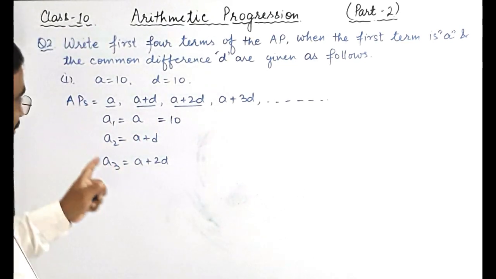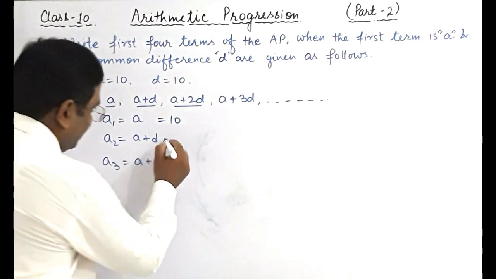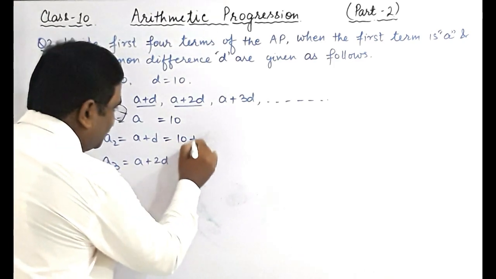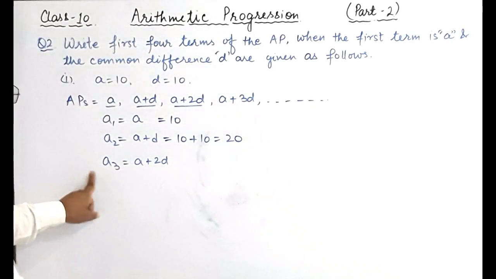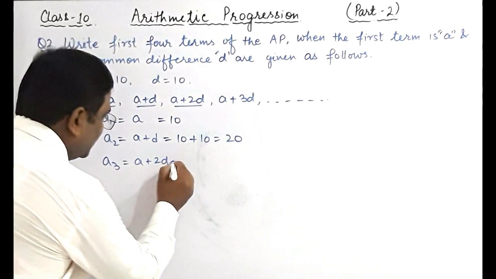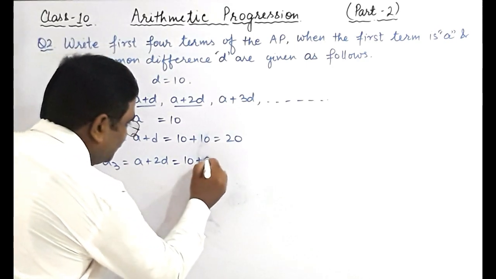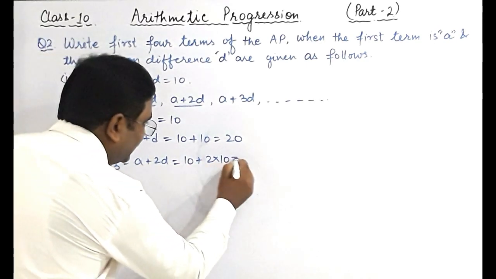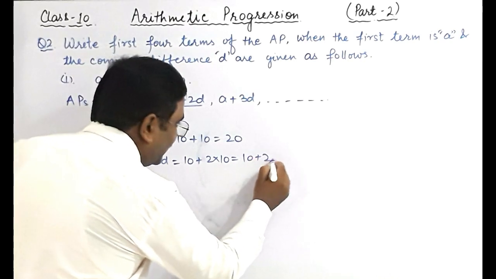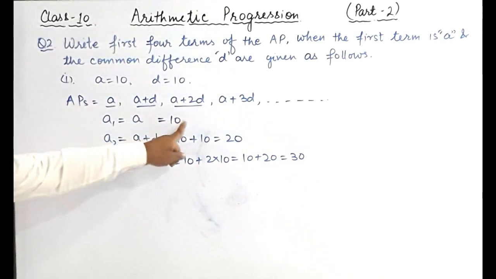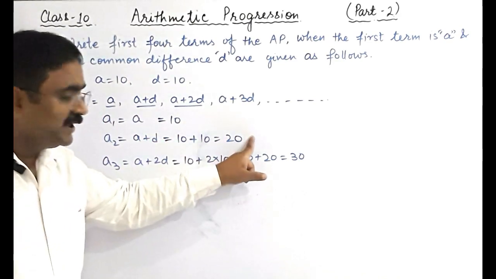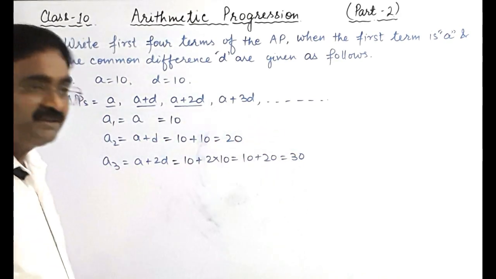Right? Second term is A plus D, and the value of A is 10 plus D is also 10, which is equal to 20. Third term is A plus 2D, that is 10 plus 2 multiplied by D is 10, 10 plus 20, which is equal to 30. First term is 10, second term is 20, third term is 30.